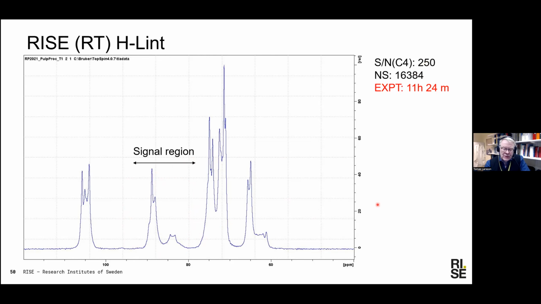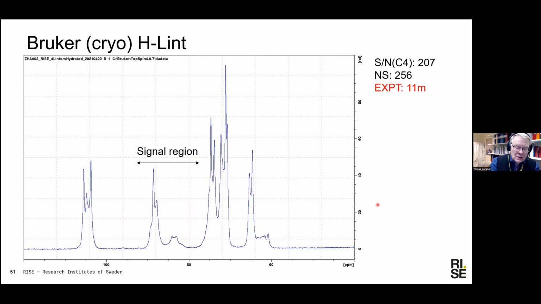If you do the same measurement on this cryomass probe, same sample, you reach a signal to noise that's similar, not 250 but 207, but you do this on 250 scans, and it takes you about 11 minutes. So effectively, you drop the acquisition time by a factor of 60, roughly. And that's, of course, something that can increase your throughput enormously.